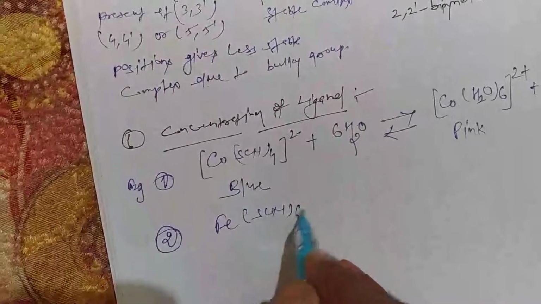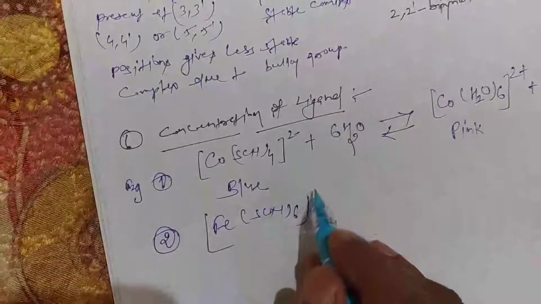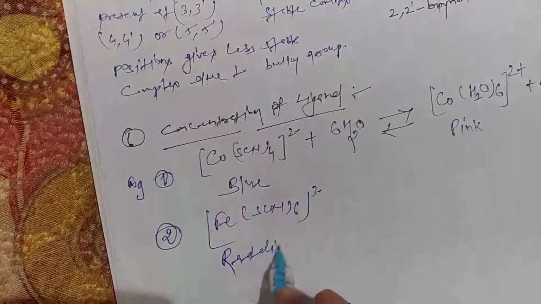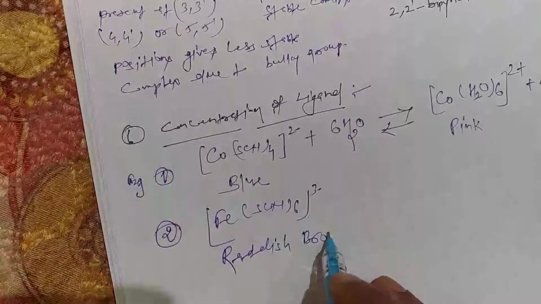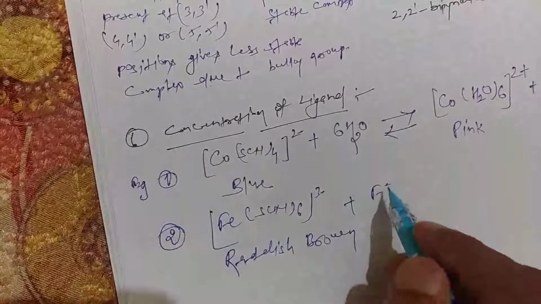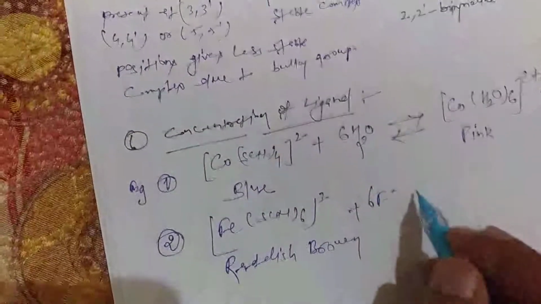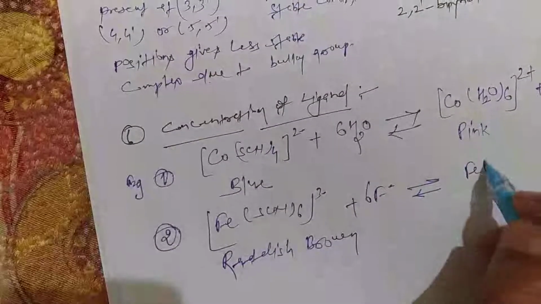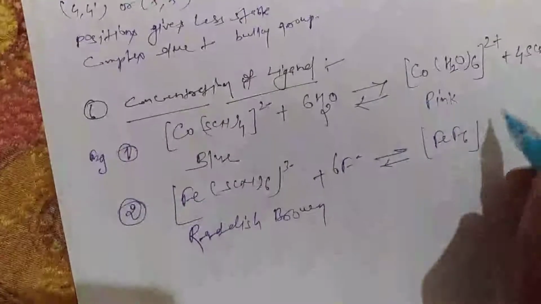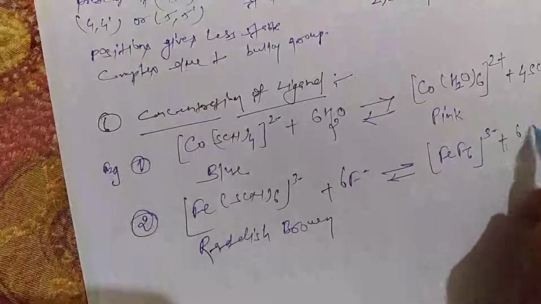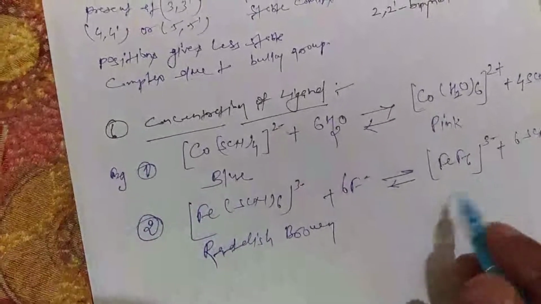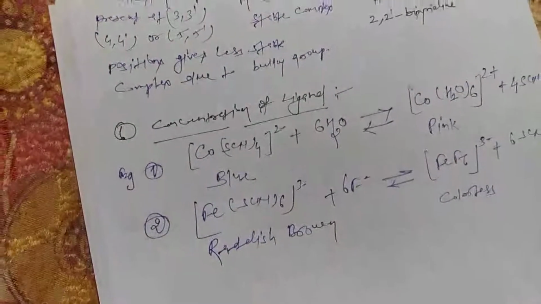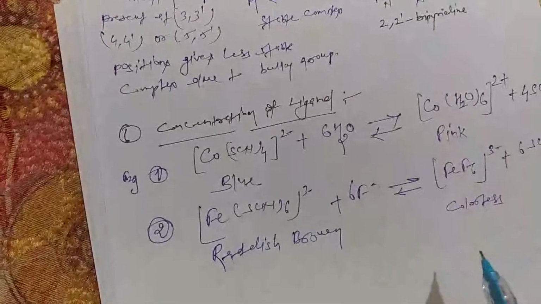We'll take one more example, like Fe(SCN)6 3-. This will give you a reddish brown complex. And when we combine it with fluoride ion, 6 fluoride ions, what will happen? The 6 SCN ions will be replaced by fluoride ions, and this will certainly become colorless. So the concentration is changed. Here it is reddish brown, here colorless.